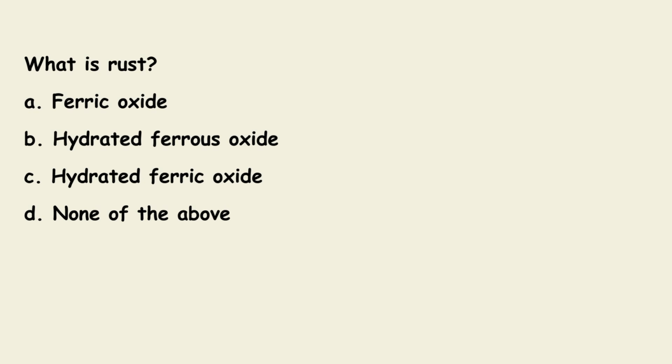Next question is, what is a rust? A. Ferric oxide, B. Hydrated ferrous oxide, C. Hydrated ferric oxide, D. None of the above. The answer is rust is hydrated ferric oxide.